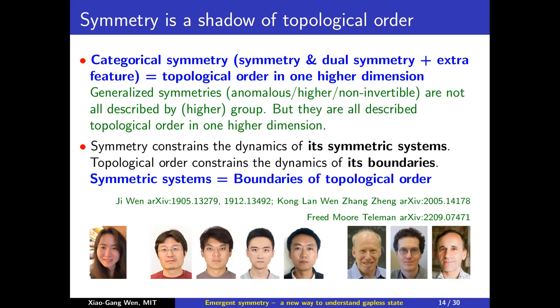In general, for an ordinary group symmetry, the corresponding topological order in one higher dimension is the gauge theory of the same group. For an anomalous symmetry described by a group, the higher dimensional topological order is the so-called Dijkgraaf-Witten theory. But there are many more topological orders in higher dimension, and those additional ones describe more generalized symmetries. We believe that all symmetries, including generalized ones, are described by topological orders in one higher dimension. Why can a topological order in one higher dimension describe symmetry? Because we know that symmetry constrains the dynamics of the system with that symmetry.